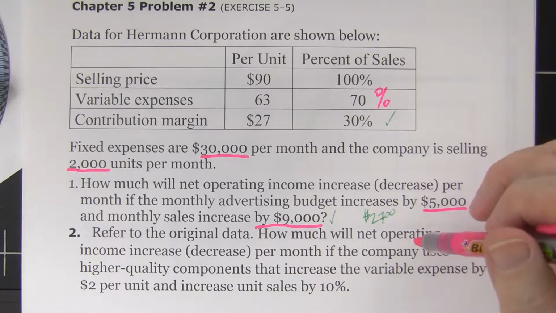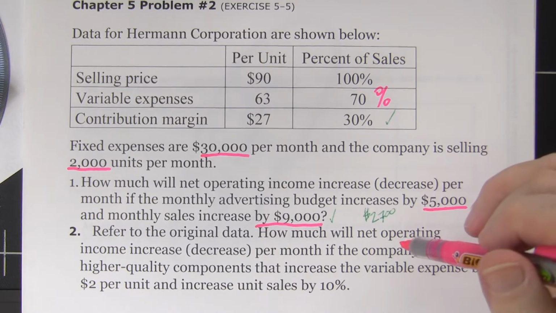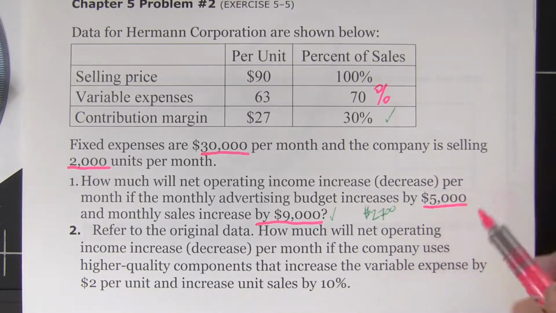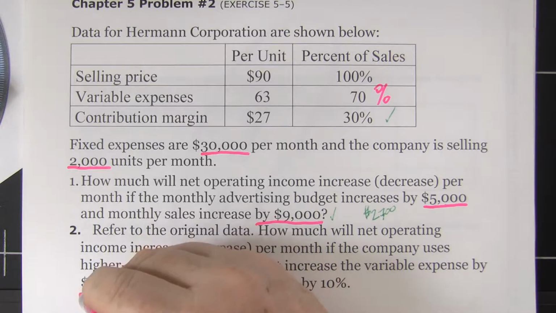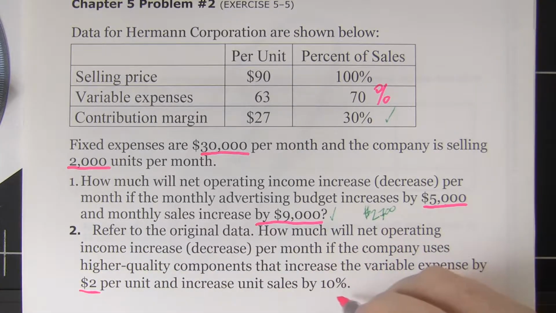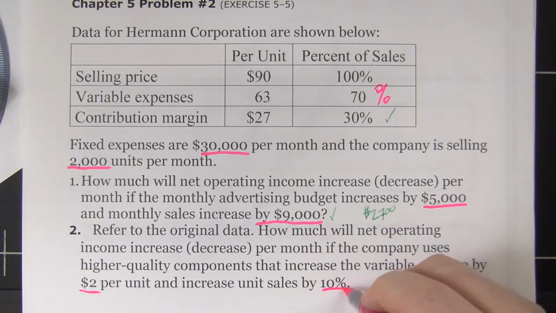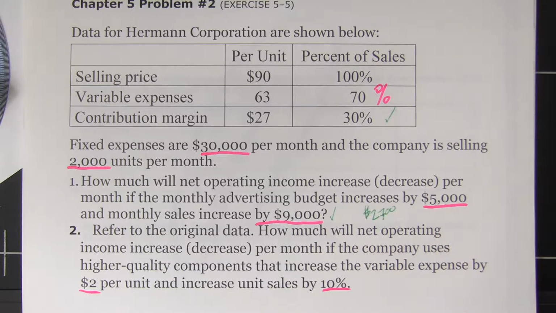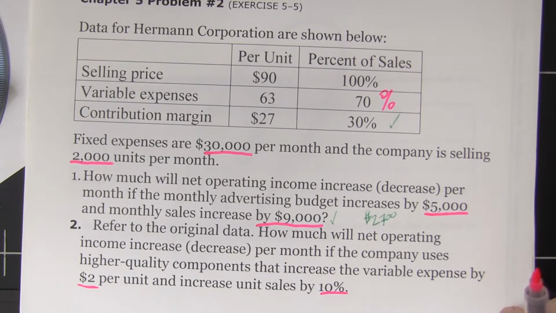Okay, how much will net operating income increase or decrease if the company uses better components that increase the variable expense by $2 per unit and increase the sales by 10%. Now we're changing the contribution margin because we've increased the variable expense and we've increased the selling price. To do that, we're going to have to figure out what to do. But that's the next part of the problem. Let's take a look at the first part of the problem, making pretend we don't already know the answer.